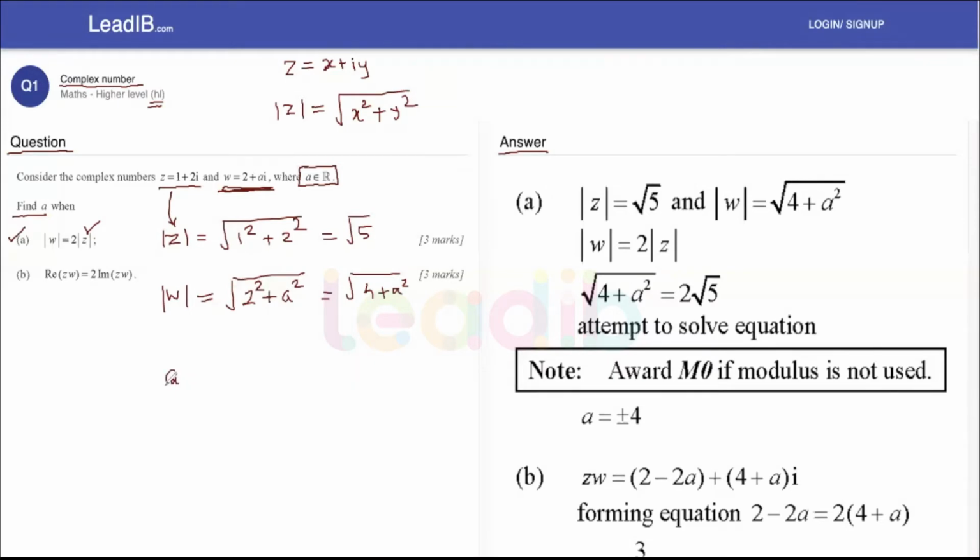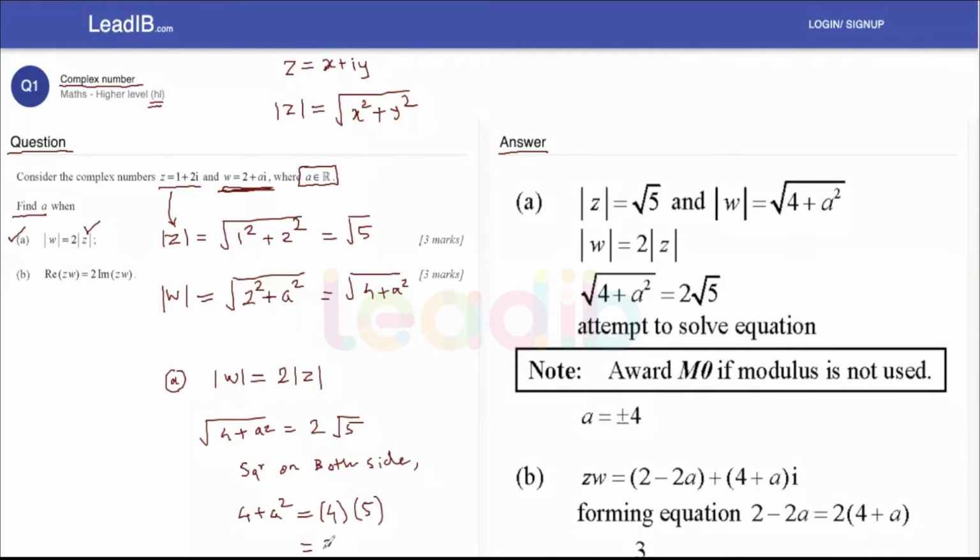Now, as per A, we have a condition given to us, which says that mod of W is equal to 2 times mod of Z, right? So mod of W is the square root of 4 plus A squared, and 2 times mod of Z is simply 2 root 5. Now to solve further and find the value of A, you can simply square both sides. Why are we doing this? Because we want to get rid of the square root sign. Once you do that, the left side becomes 4 plus A squared, the square root goes away. And we square the right hand side also: 2 squared is 4, and the square of square root 5 is just 5.